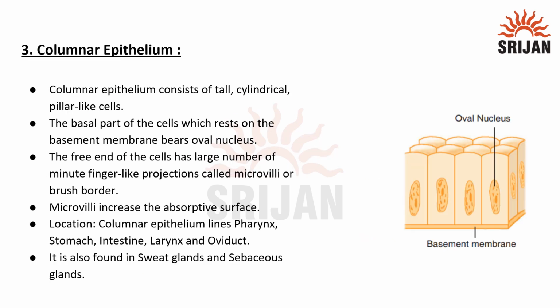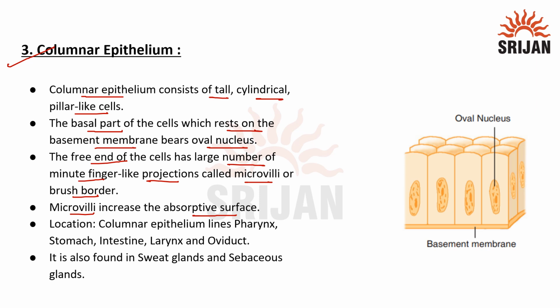The next one is columnar epithelium. As the name suggests, columnar epithelium consists of tall cylindrical pillar-like cells. The basal part of the cell rests on the basement membrane and has an oval nucleus. The free end of the cell has a large number of minute finger-like projections called microvilli or brush border. Microvilli increase the absorptive area.